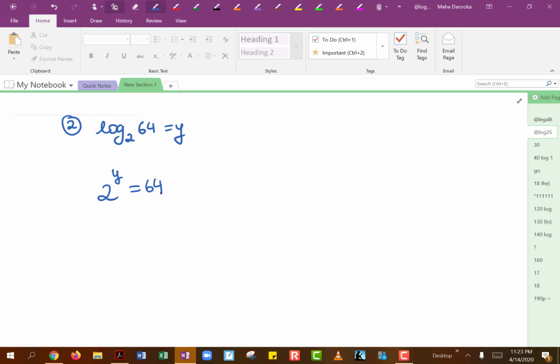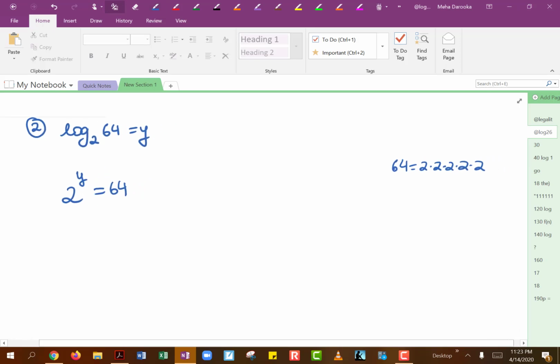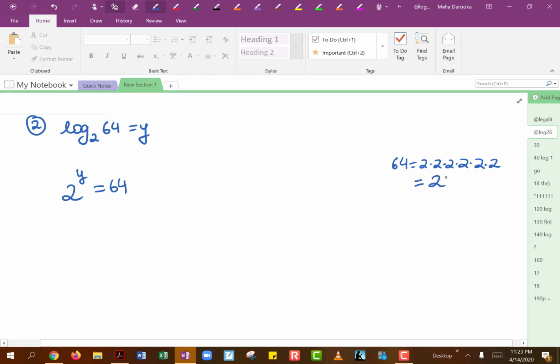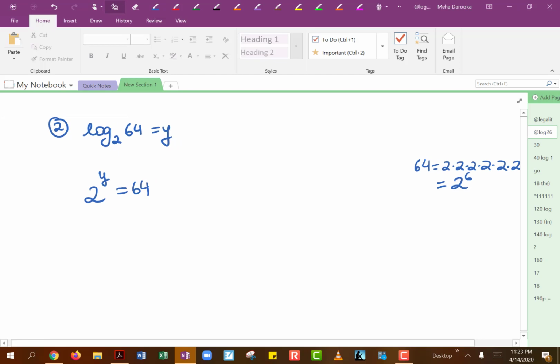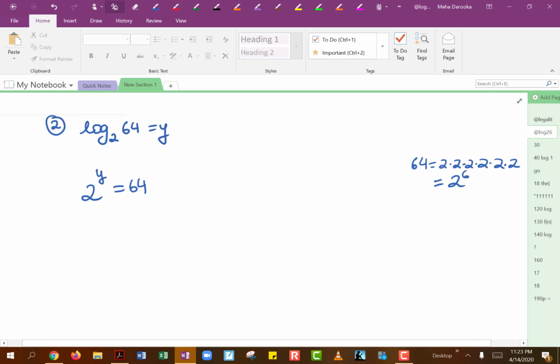Now you have to think about how many 2's will need to multiply into itself to give us 64. So if you look at this, I have 2 times 2, which is 4. 4 times 2 is 8. 8 times 2 is 16. 16 times 2 is 32, which means I need one more 2 in there. 32 times 2 will be 64. So that's actually going to be 2 to the 6th power to give us this answer. So you will rewrite 64 as 2 to the 6th power.